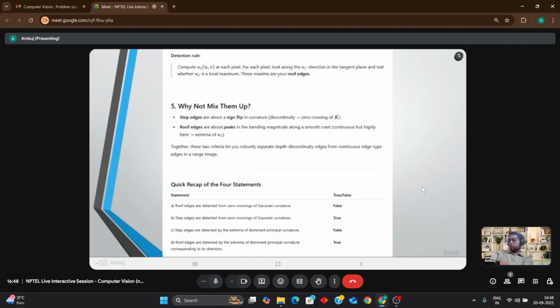So this is a quick recap for the four statements. The first statement is false. The second statement is true. The third statement is false. And the last statement is also true.